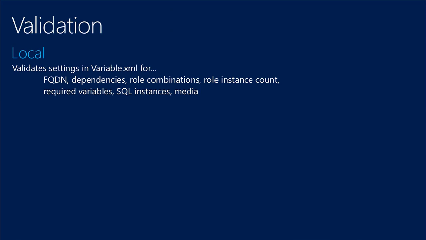It runs through local validation, and all that's doing is checking the content of the variable file to see whether what you've put in there makes sense or not. So for example, every server role has to be specified as an FQDN. If I'm installing a role that has a dependency, it validates that you've specified the dependency. So if I've tried to install an orchestrator management server without an orchestrator database server, that's not going to work. It doesn't let you do it.